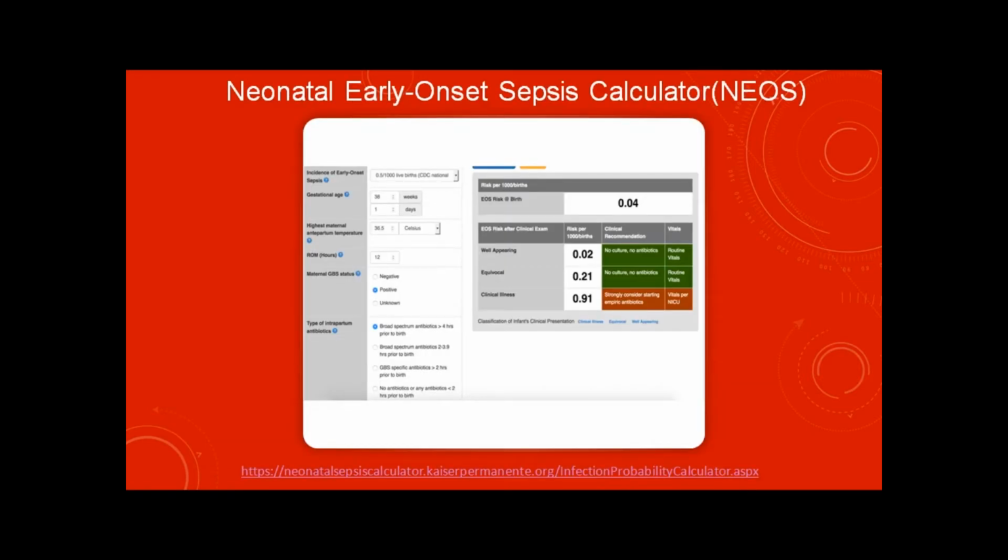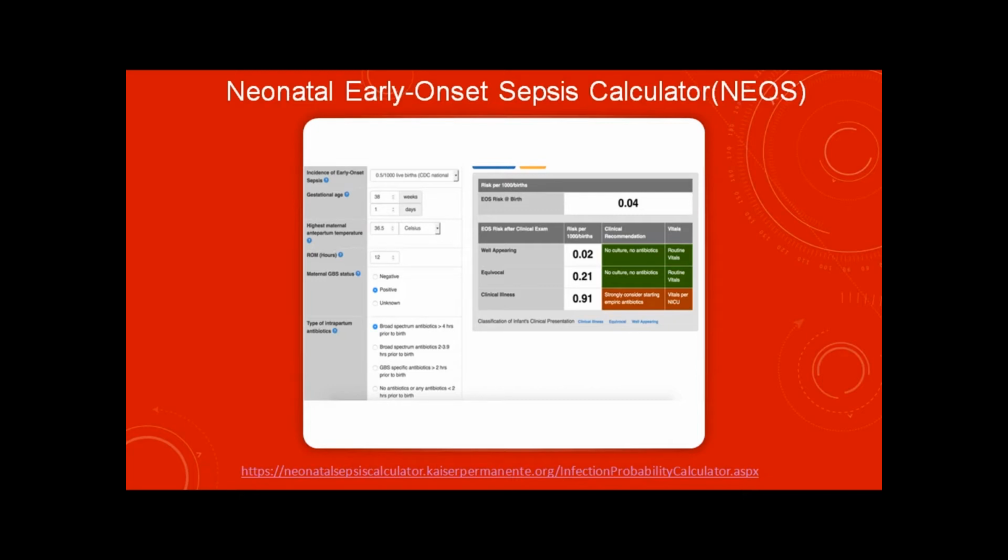And so here's the calculator. This is what it looks like. The website, we can click on it if y'all want. We can do it towards the end. But basically, this assessment tool is designed to determine the newborns at the highest risk for early onset sepsis.